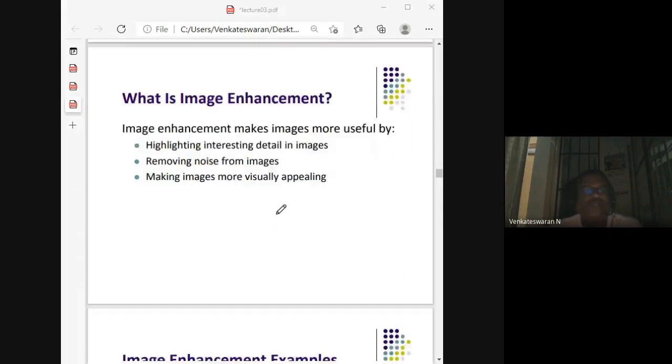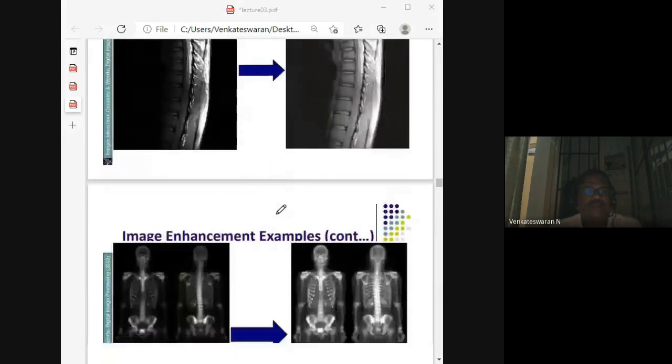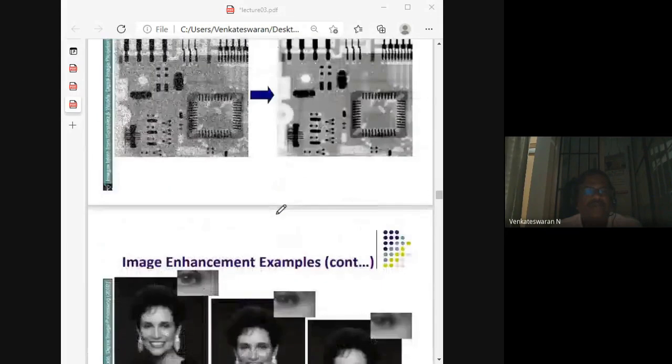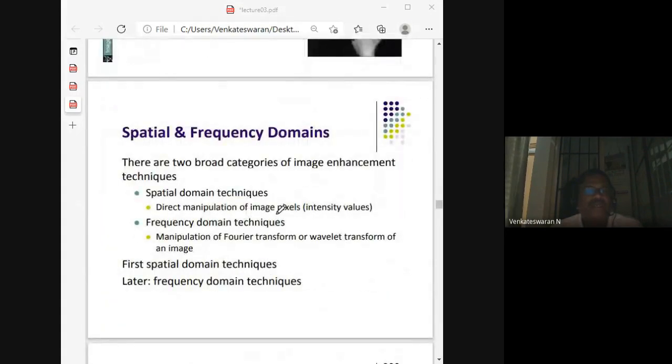Now we look at the concept of image enhancement. This is essentially what we have shown you earlier, both in the spatial as well as the frequency domains.